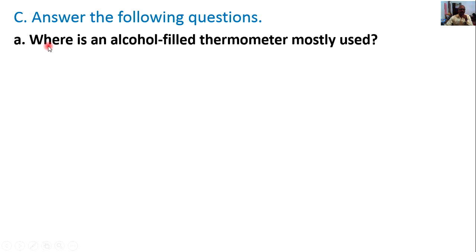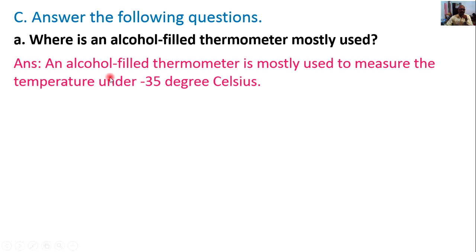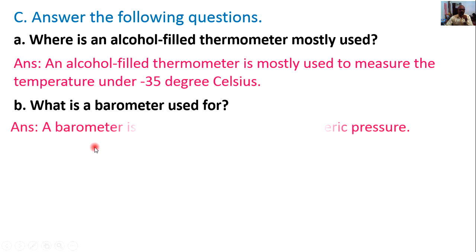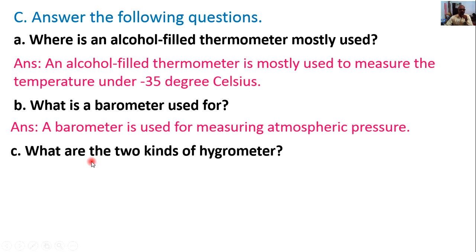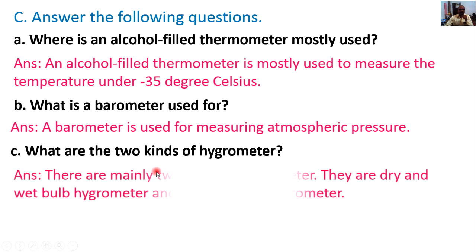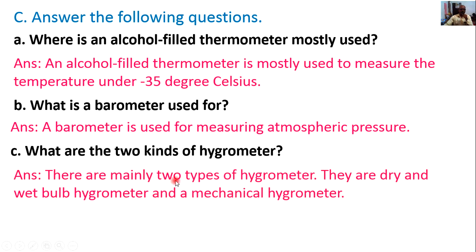Now, first question is, where is an alcohol filled thermometer mostly used? An alcohol filled thermometer is mostly used to measure the temperature under minus 35 degrees Celsius. What is a barometer used for? A barometer is used for measuring atmospheric pressure. What are the two kinds of hydrometer? There are mainly two types of hydrometer. They are dry and wet bulb hydrometer and a mechanical hydrometer.